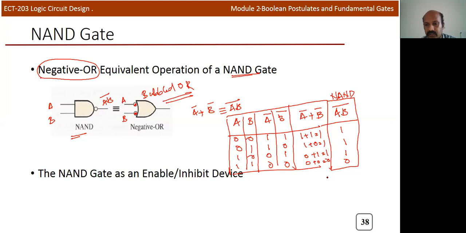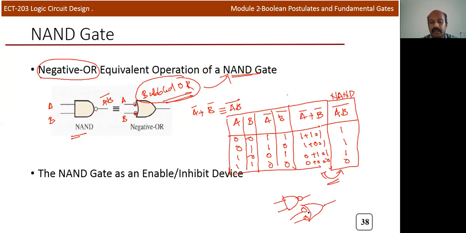So if you verify these two tables, they are equal. So we can call it bubbled OR is equal to NAND. Instead of drawing the NAND gate, sometimes they will give in the circuit this bubbled OR, which is equivalent to NAND. And another concept: the enable and disable input of the NAND gate.